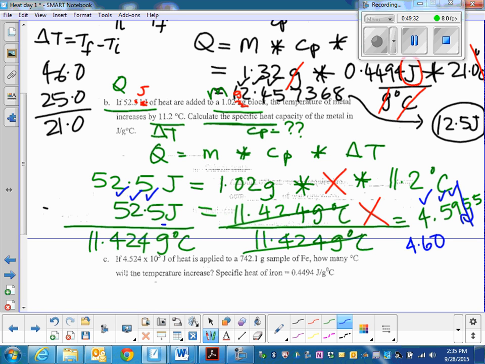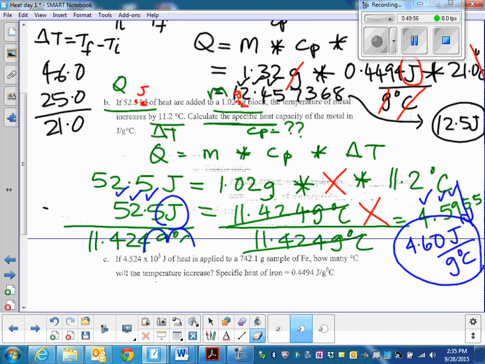4.60. Let's not forget the units. What are the units? Joules over grams degrees Celsius. Did you understand? Did we follow the problem? All right. Let's do the last problem also.